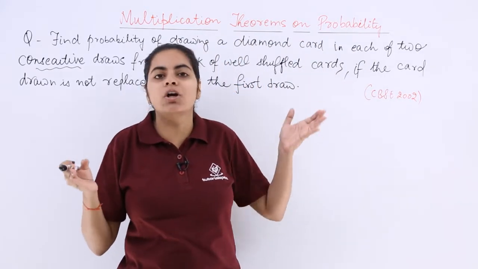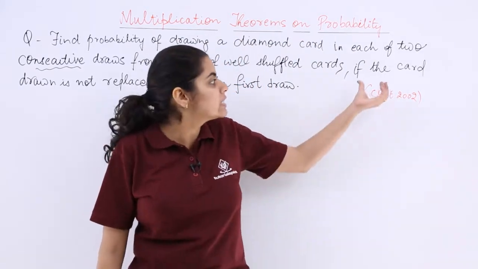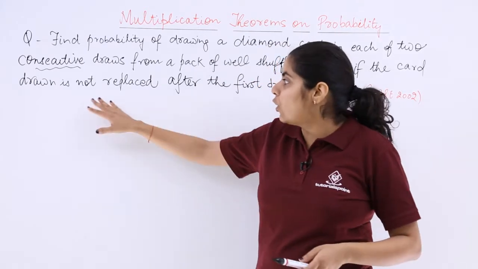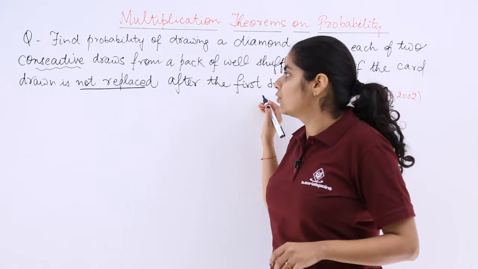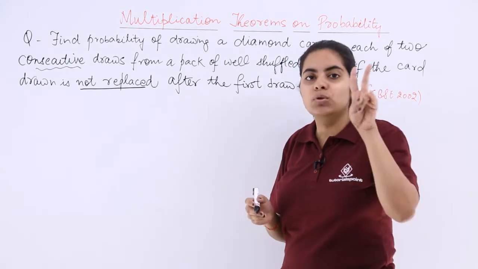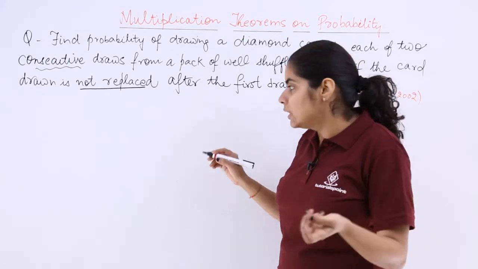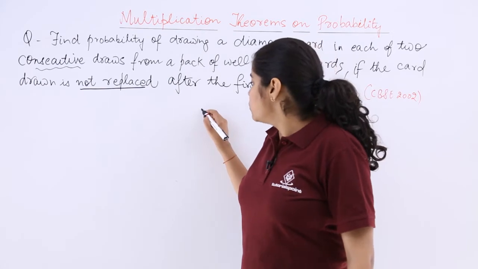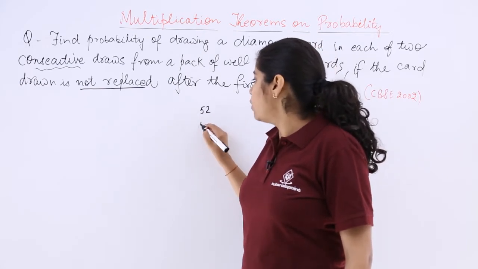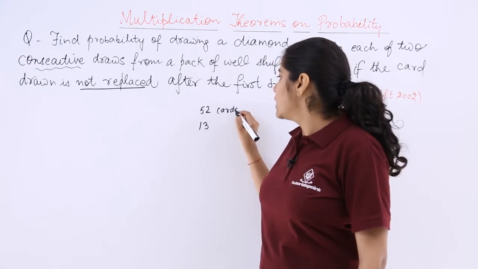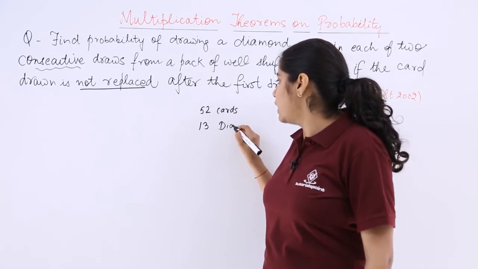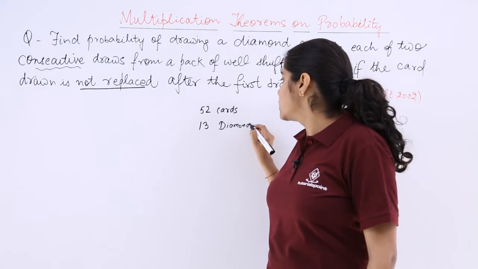Well shuffled cards not mentioned means general 52 cards. If the card drawn is not replaced after the first draw, that means you have to draw diamond card 2 times. In the first case, you see that there are 52 cards out of which 13 are diamond cards. So 52 total cards, 13 are your diamond cards, right?